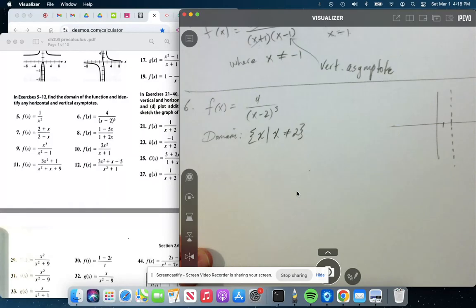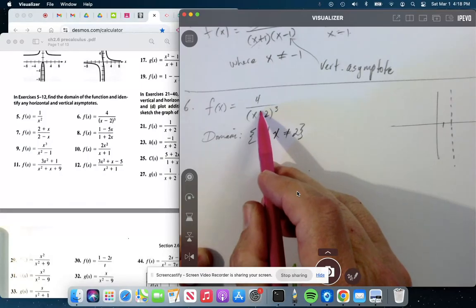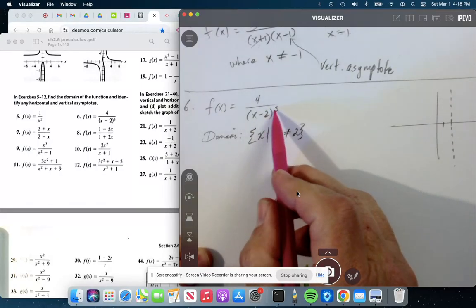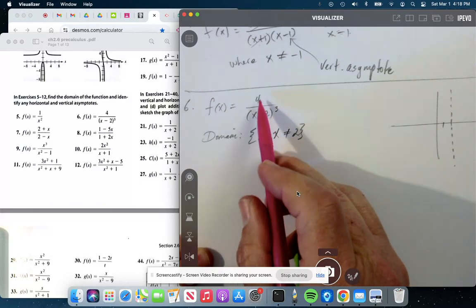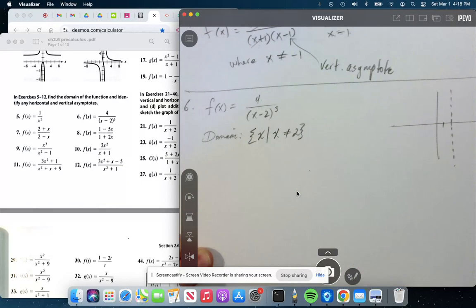And as you get really close to 2, this number is going to get very small. And when you divide a very small number into a much larger number, in this case 4, you're going to get a very big number, right? So I know that as we get close to 2, this thing's going to shoot up like this. It's going to do something like this.